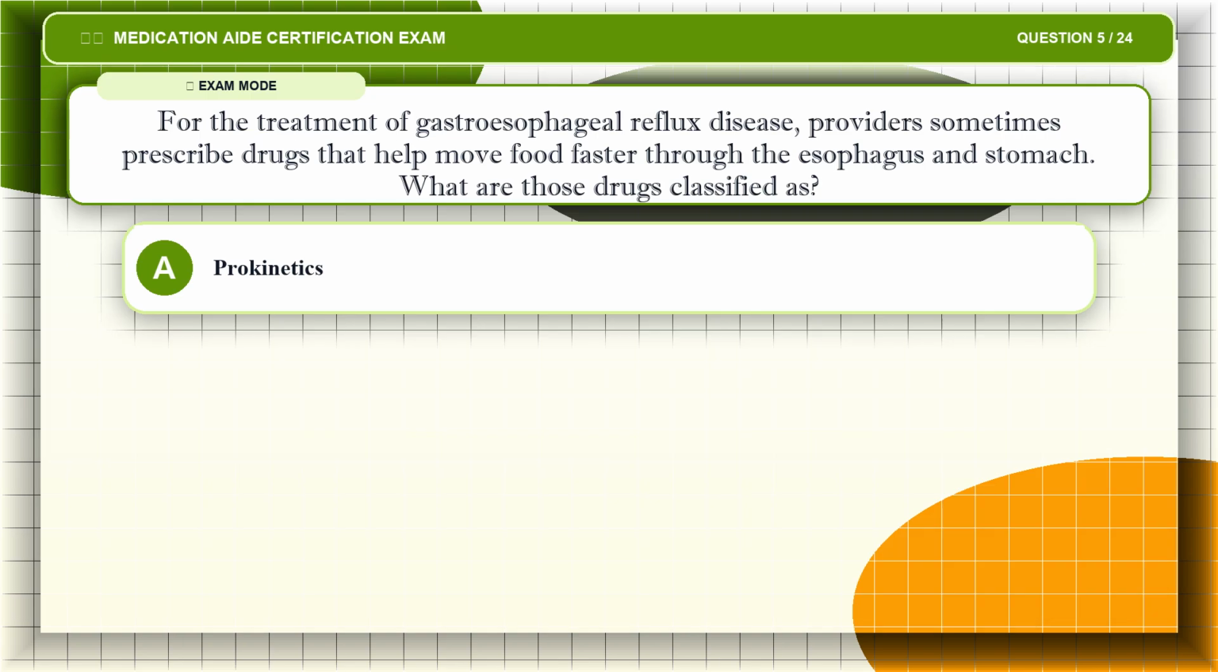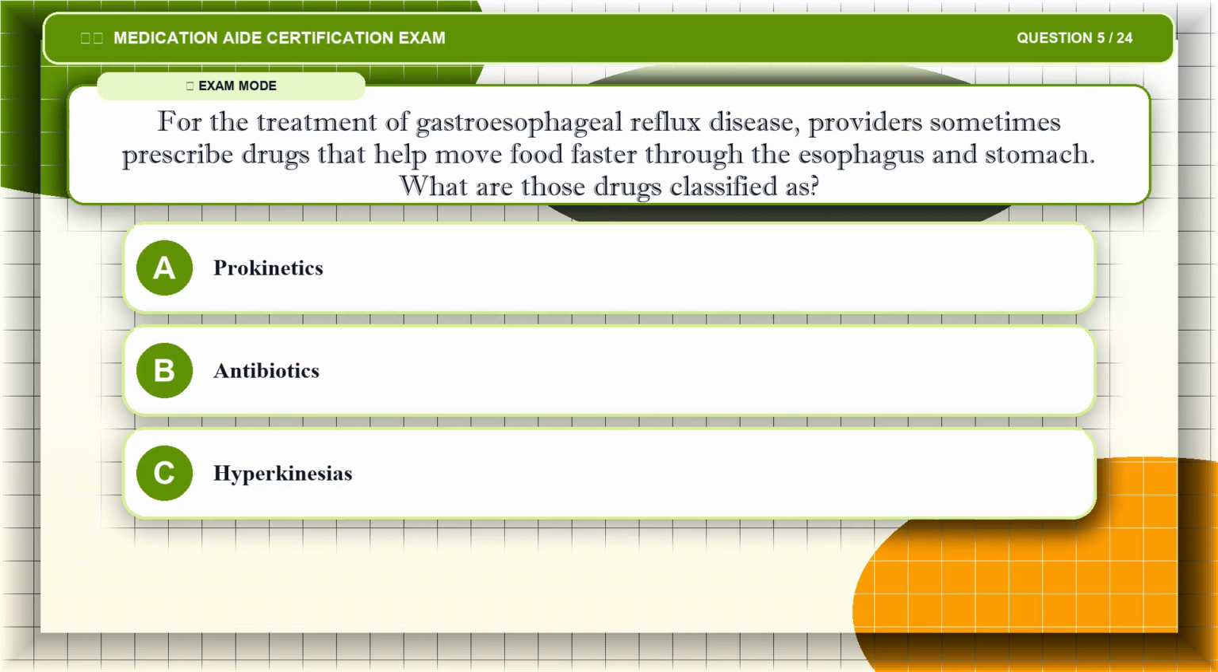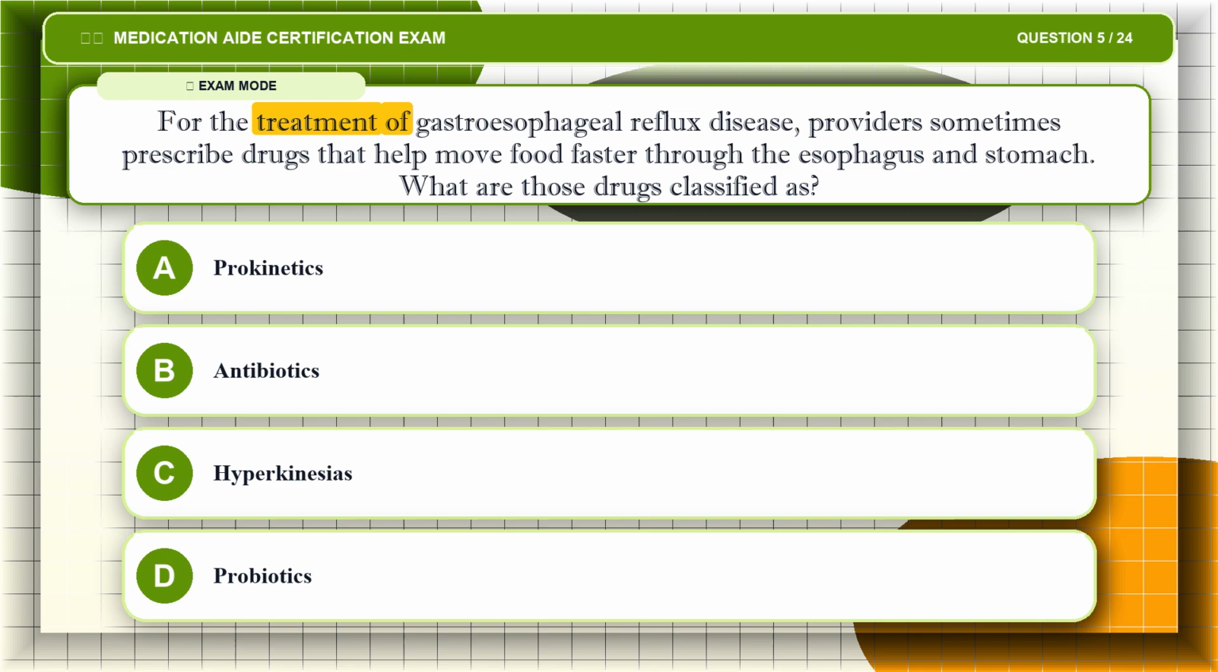Question 5. For the treatment of gastroesophageal reflux disease, providers sometimes prescribe drugs that help move food faster through the esophagus and stomach. What are those drugs classified as? Option A. Prokinetics. Option B. Antibiotics. Option C. Hyperkinesias. Option D. Probiotics.